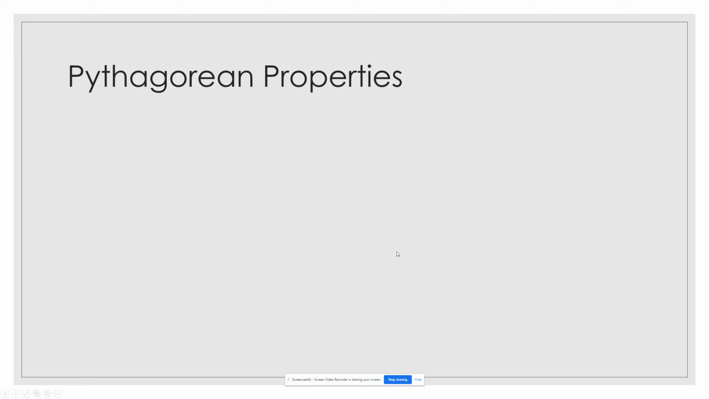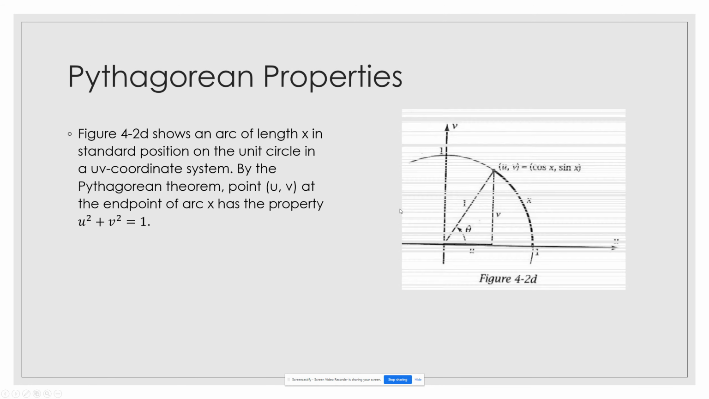All right, so now we are on to our Pythagorean identities. And if I'm moving quickly, go ahead and rewatch this video or comment below and ask questions, whatever you guys need. So this figure here shows an arc of length x. So this right here is our arc, and we are calling that length x. This is just a piece of the unit circle. It's on the UV coordinate system.